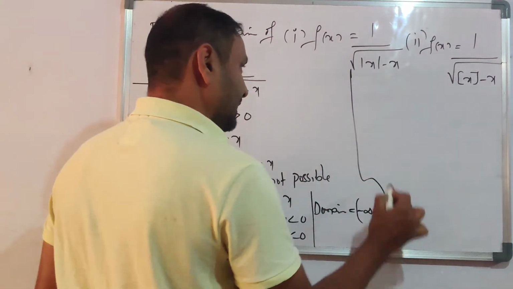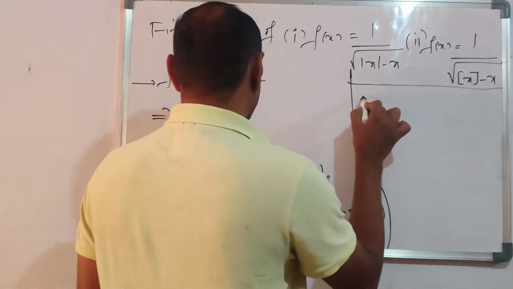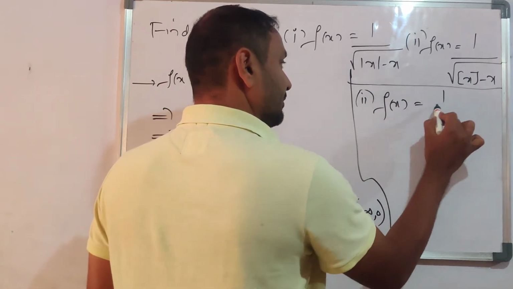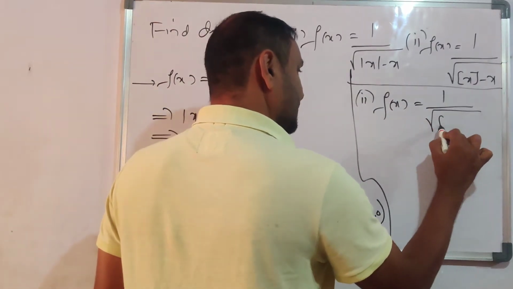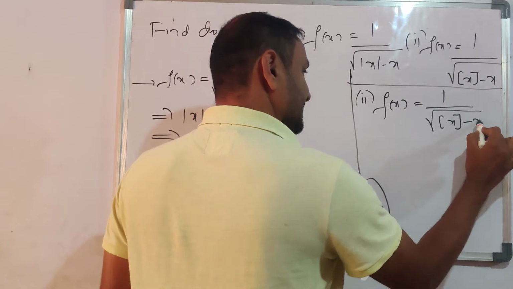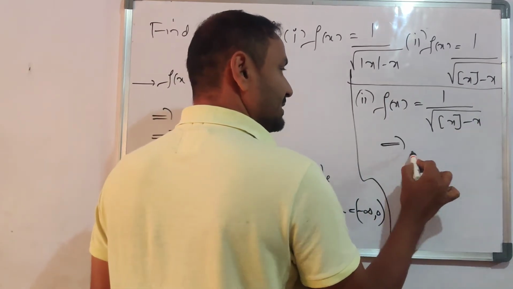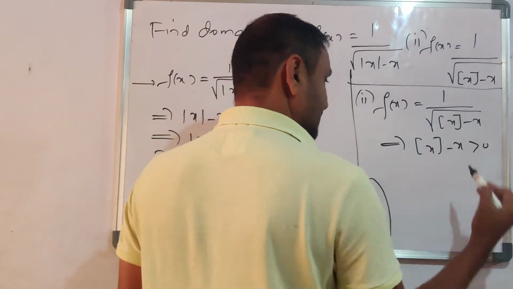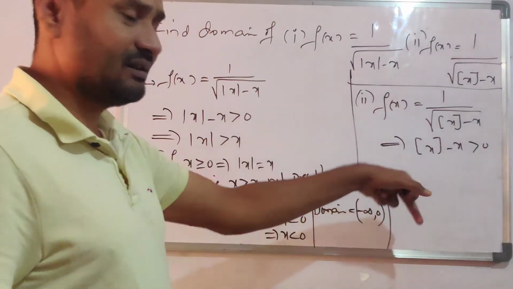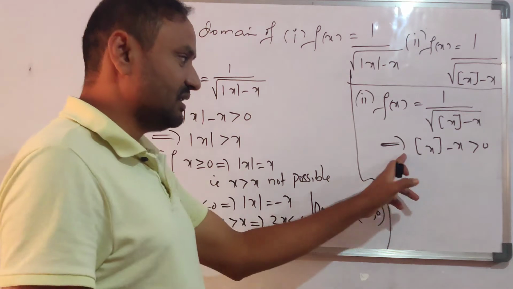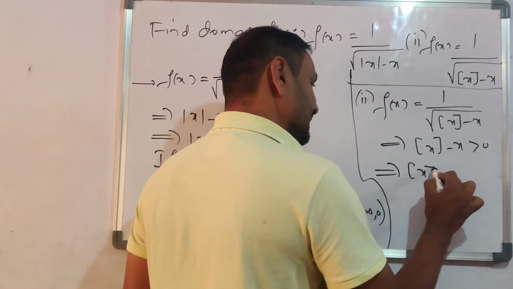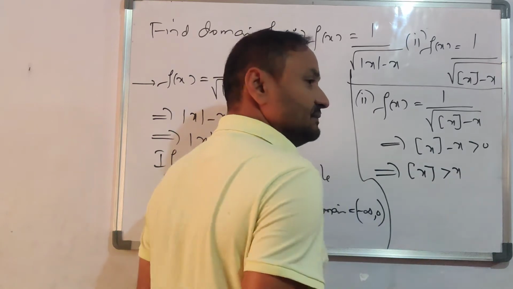In the same way, just observe the second problem also. That is, f of x is equal to 1 by under root of step x minus x. That implies step x minus x is greater than 0. So same function, it is under root in the denominator. So that's why take positive. This is equal to step x is greater than x.